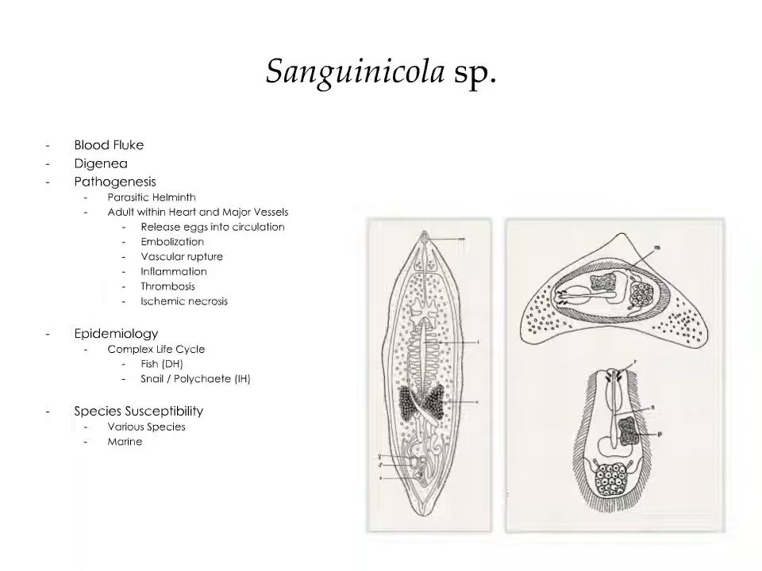In regards to epidemiology, the parasite has a complex life cycle, with fish serving as the definitive host, and snails and polychaetes serving as the intermediate hosts. Various species of fish in the marine environment are susceptible to infection. The image on the right illustrates the various life stages of the parasite, with the adult on the left and the egg and the miracidia on the right.